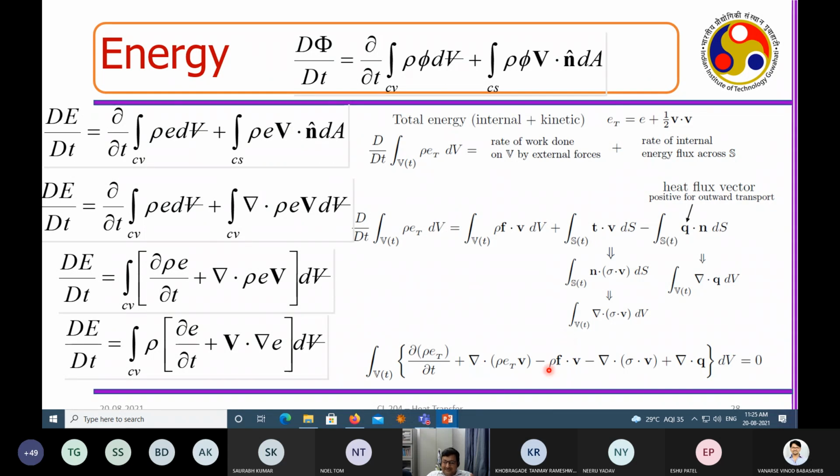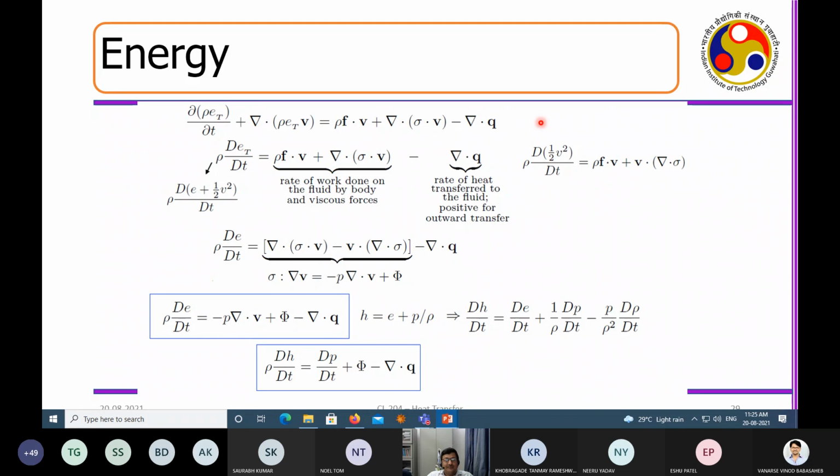This is the work done by the volumetric forces. This is the work done by the surface forces. And this is the total volumetric heat flux. Sorry, heat flux associated with the system. Now this gives you the total energy balance equation, which appears like this. This is the differential form of the total energy balance equation.